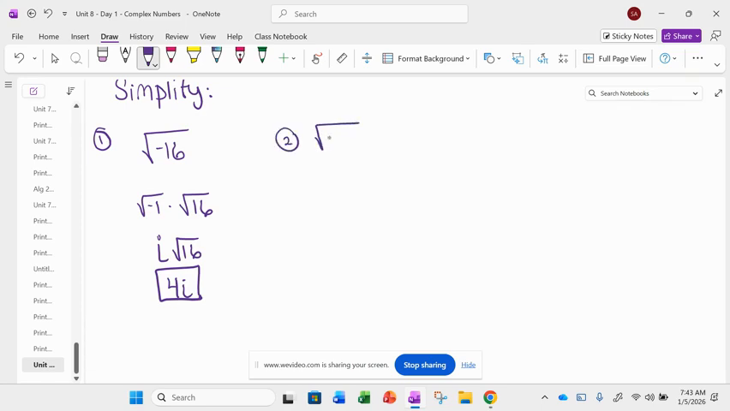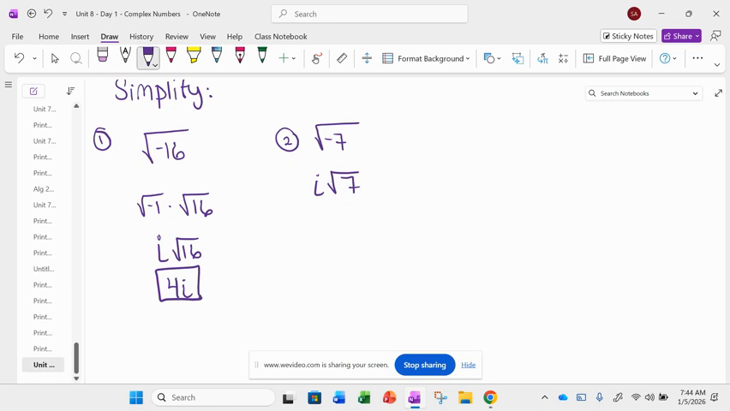Okay, now I have the square root of -7. We never leave the negative under the radical, so we're going to take out that negative, which is just an i, root 7. Can I simplify the square root of 7? No, so we leave it.